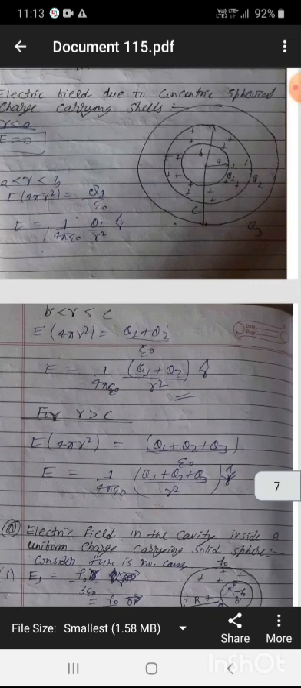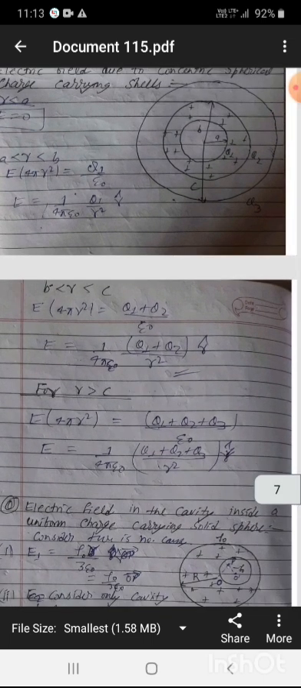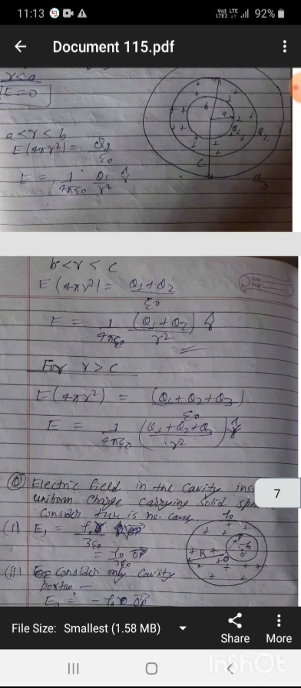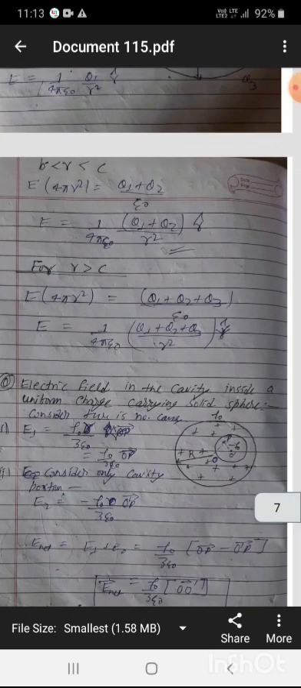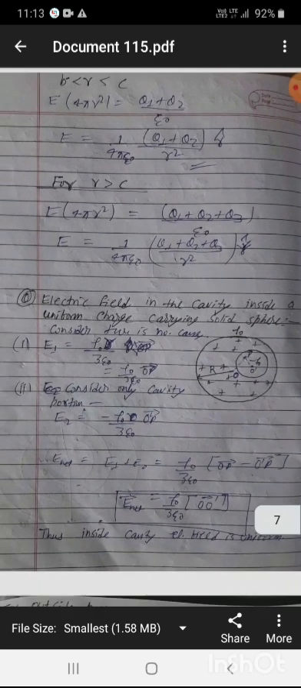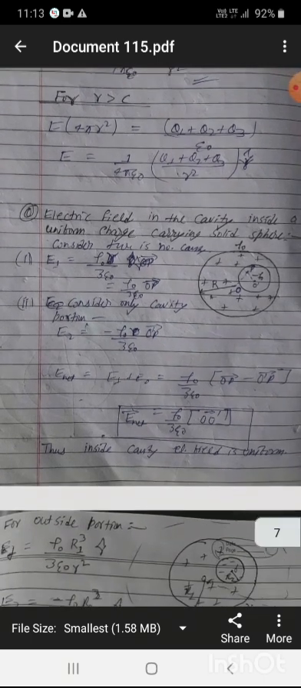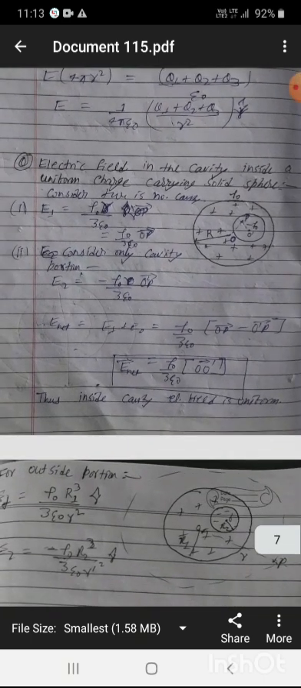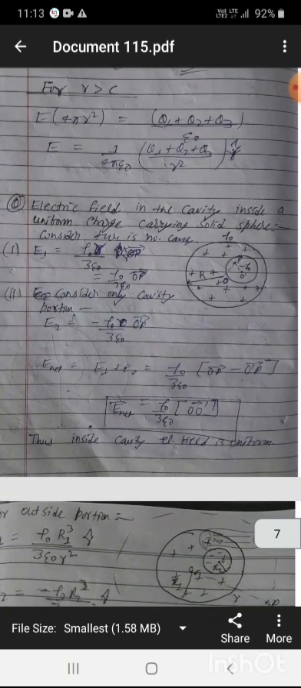For r between b and c, applying Gauss law, E into 4 pi r square equal to 1 by epsilon naught, q1 plus q2. So E equal to 1 upon 4 pi epsilon naught, q1 plus q2 by r square, into r cap. For r greater than c, E equal to 1 upon 4 pi epsilon naught, q1 plus q2 plus q3 by r square, into r cap. So that's how we will be calculating, we will be using Gauss law to calculate the electric field.